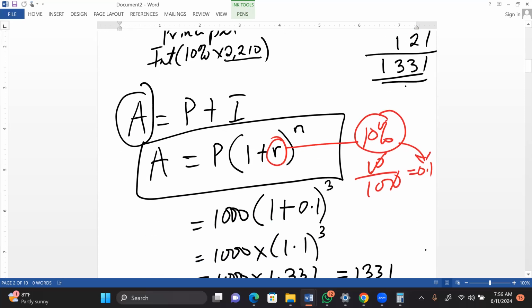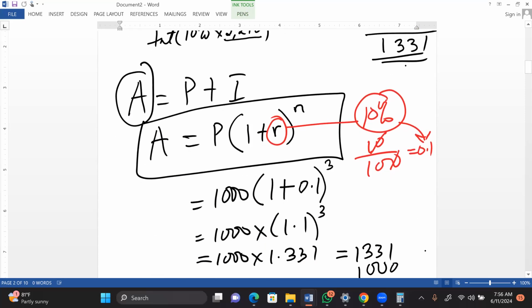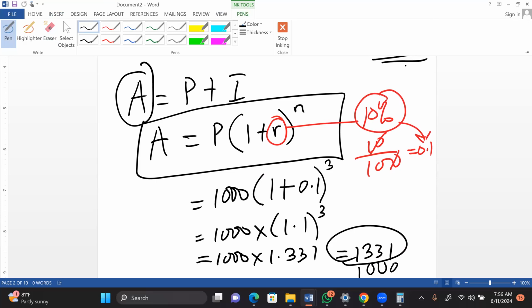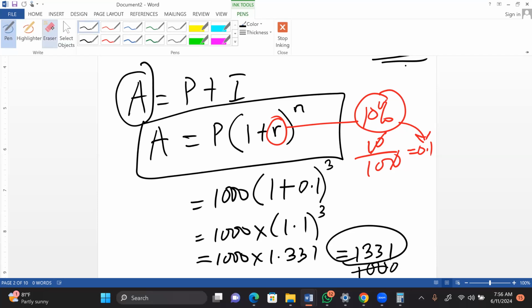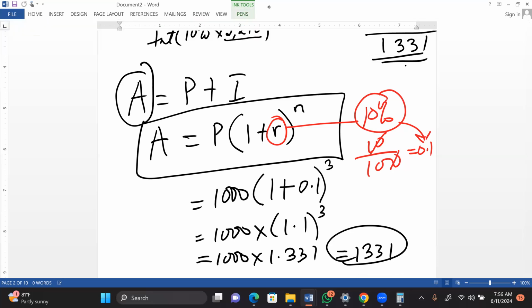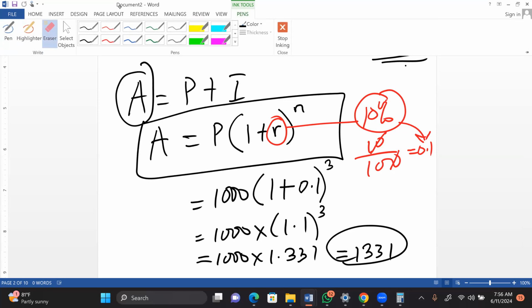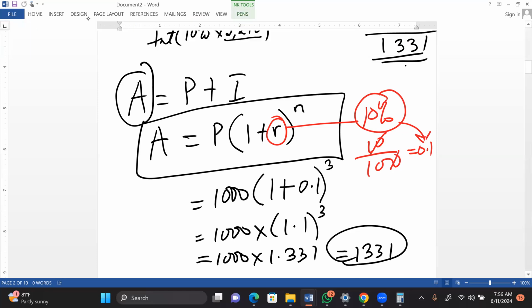I was wondering that I was supposed to get the same answer. That's why I have to go back and check the formula. Have I forgotten the formula? So you can see that we got the same answer. Hello? Yes. So that is how to calculate the compound interest using the formula, which is here. Any question?